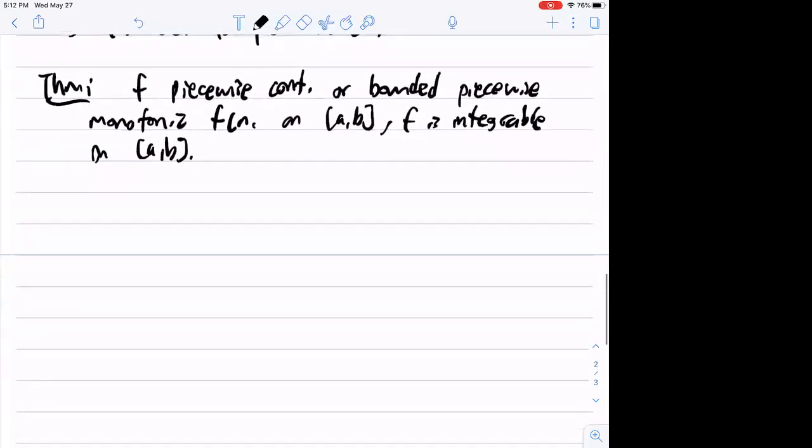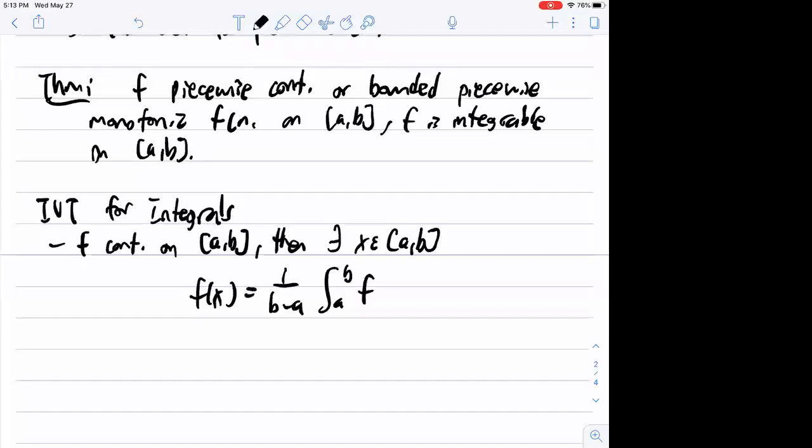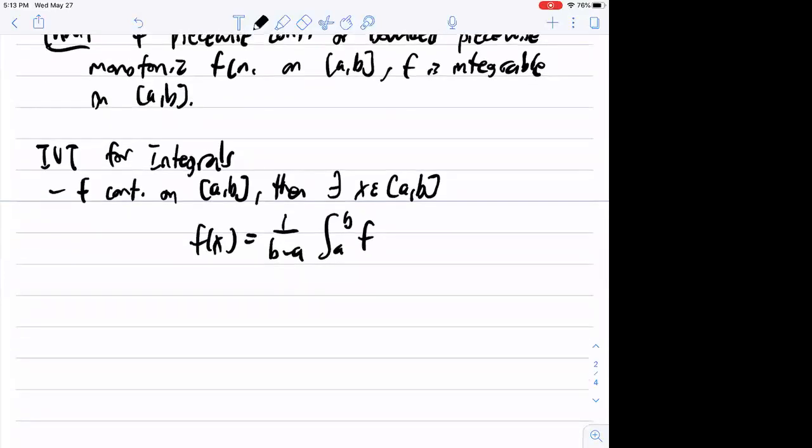Okay. I don't think this is that important, but I'll just write it. IVT for integrals. f continuous on AB. Then there exists x in AB such that f of x is 1 over B minus A times the integral over AB of f. Okay, so let's get to the important stuff now.